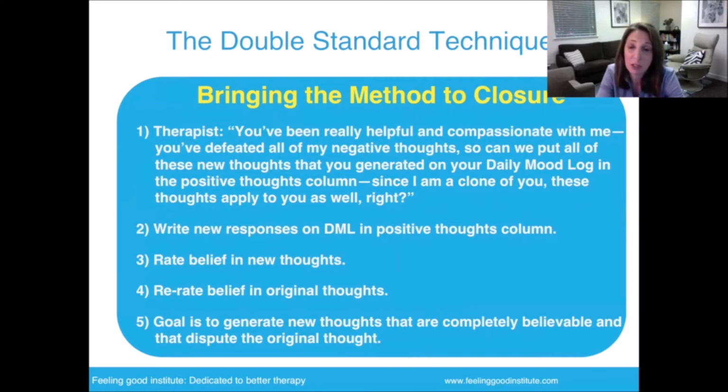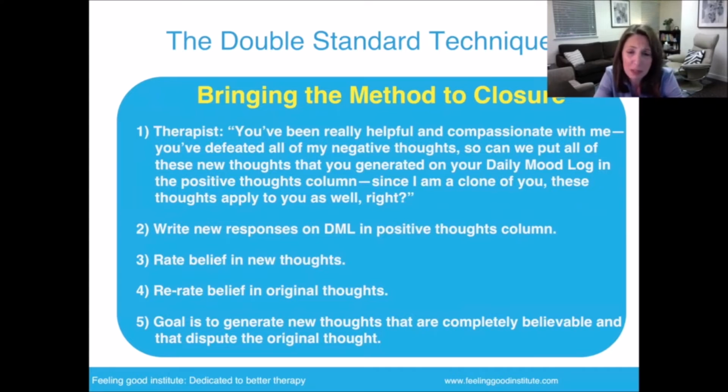And so you kind of just assume and you say, "Hey, you were able to challenge my negative thoughts. That was super helpful. I agree with you. So should we go ahead and put these new positive, rational thoughts on your daily mood log, since they apply to me and I'm a clone of yours?" Then you write these new responses on the daily mood log in the positive thoughts column.